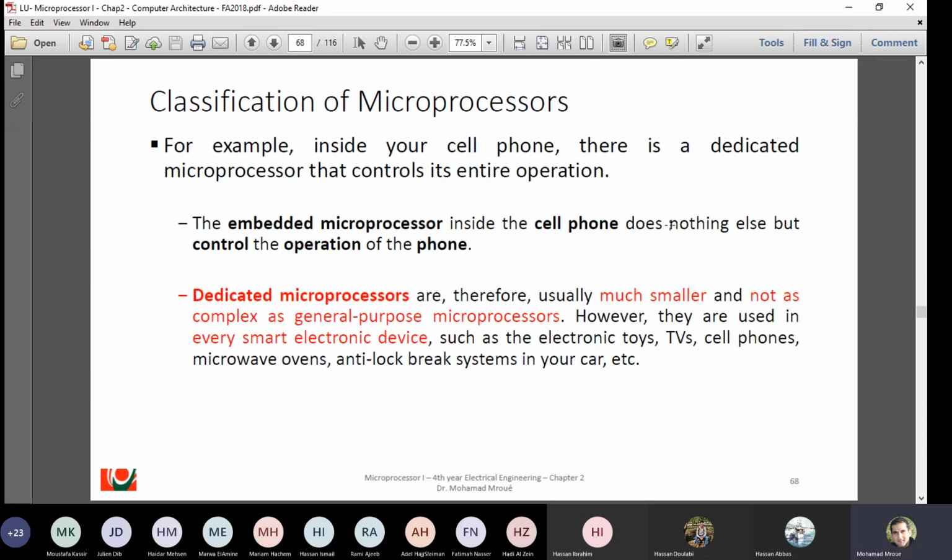Now, for example, inside your cell phone, there is a dedicated microprocessor that controls its entire operation. The embedded microprocessor inside the cell phone does nothing else but control the operation of the phone. So dedicated microprocessors are therefore usually much smaller and not as complex as general purpose microprocessors. However, they are used in every smart electronic device, such as electronic toys, TVs, cell phones, and so on.